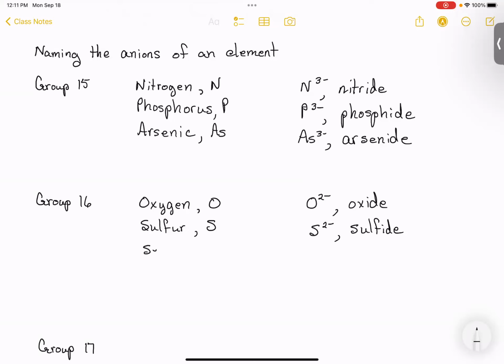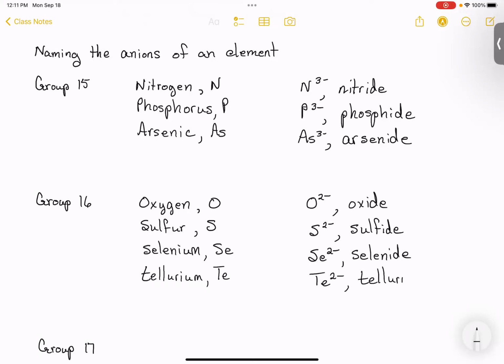The next one down is selenium, which is Se. Since it's in group 16, it makes Se2 minus and becomes selenide. And lastly, you've got tellurium in that group, which is Te, makes a 2 minus charge since it's in group 16, so it's called telluride, which is actually a city in Colorado.